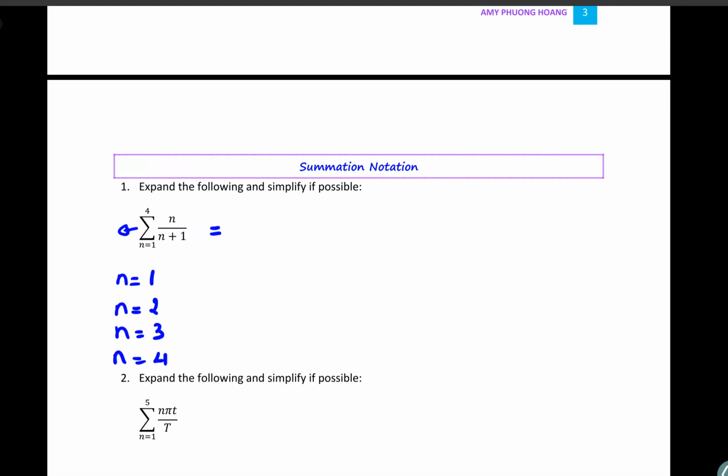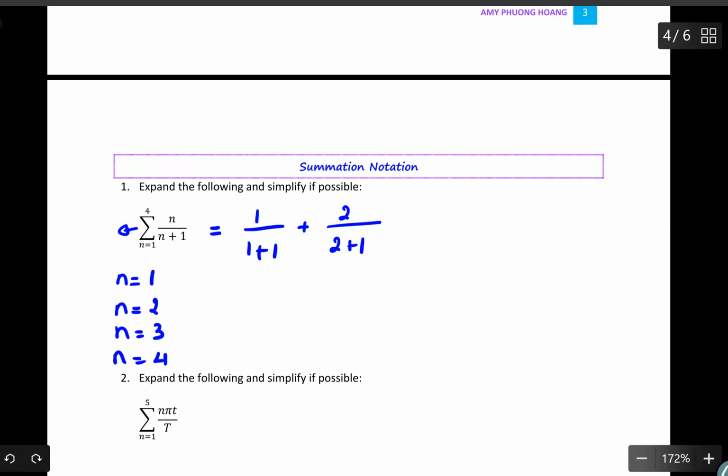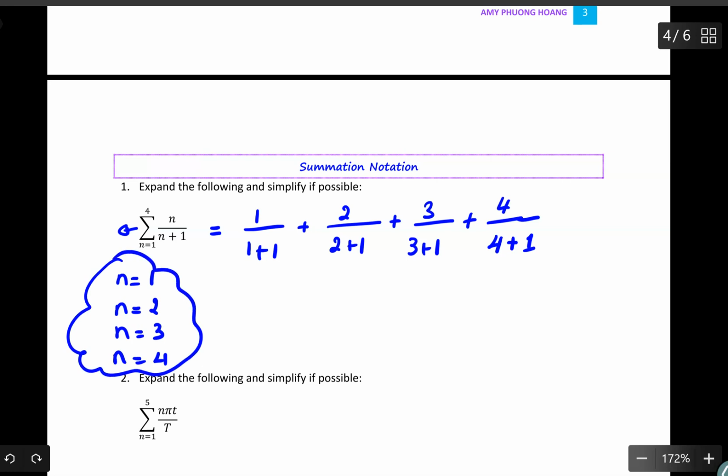So when n equal to 1, I should have 1 over 1 plus 1. When n equal to 2, I should have 2 over 2 plus 1. When n equal to 3, I should have 3 over 3 plus 1. And when n equal to 4, I should have 4 over 4 plus 1. All right? Let's keep this in mind. I have to expand and simplify if possible. So I should have a half plus 2 over 3 plus 3 over 4 plus 4 over 5.